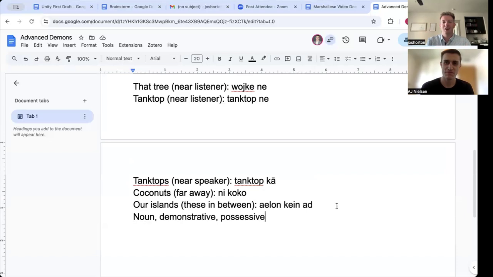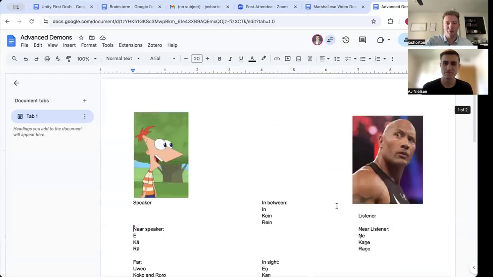Okay, sick. We could do like 1,000 more examples, but I want you guys to come up with some of your own. If you have trouble coming up with nouns, just practice saying simple nouns that we've already gone over, or you can look up a Marshallese dictionary and look up nouns online. Then just throw in these demonstratives and keep practicing.